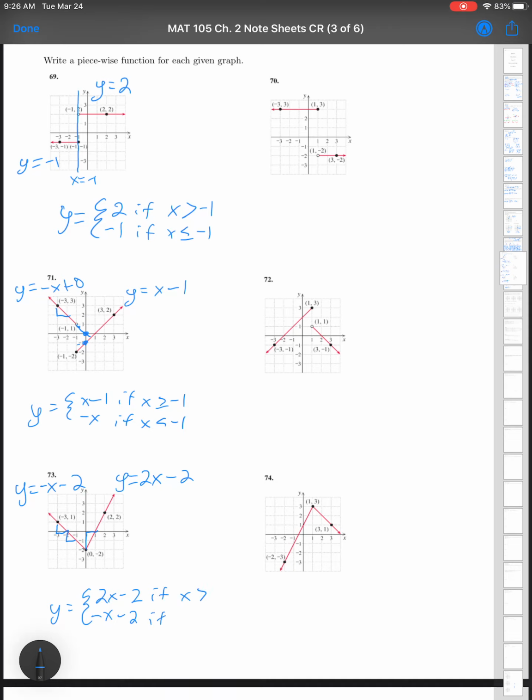And then if. Now in this case, we're going to get x is greater than 0 for the piece on the right, and x is less than 0 for the piece on the left. And it does not matter which one you put the or equal to on, because they both meet at the same point. So I'm just going to put it on the first one.